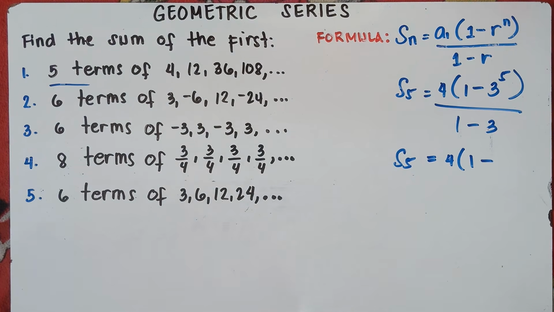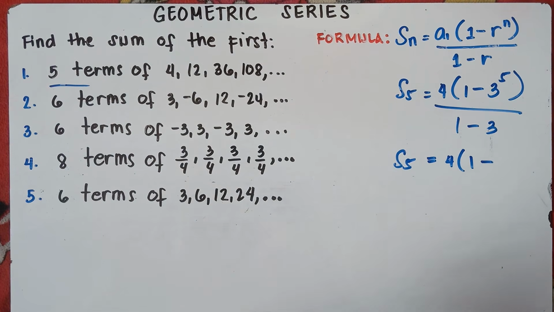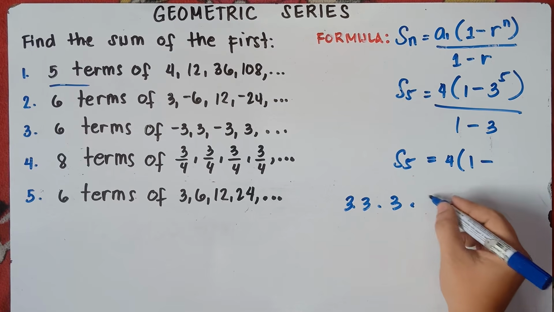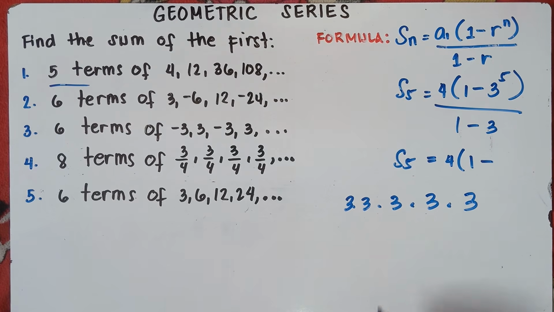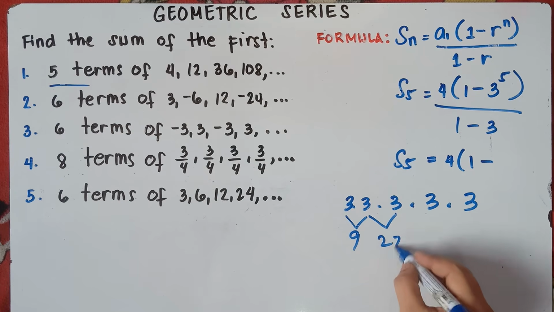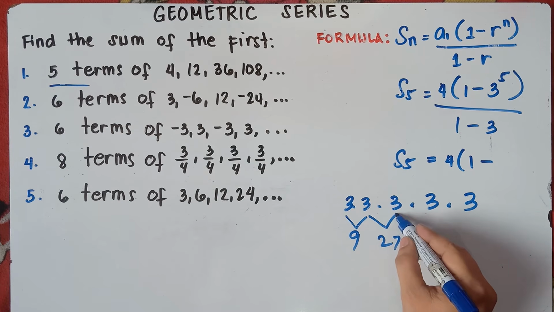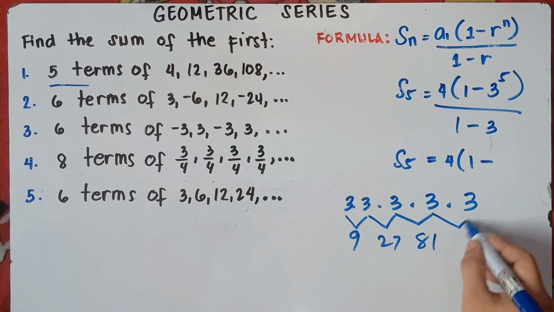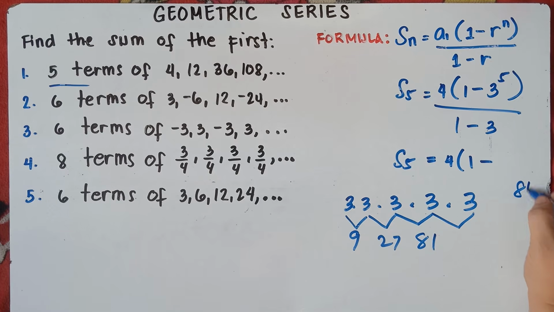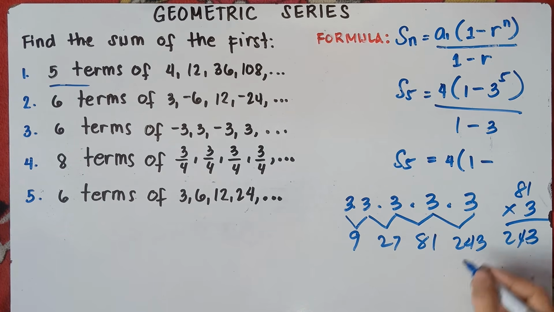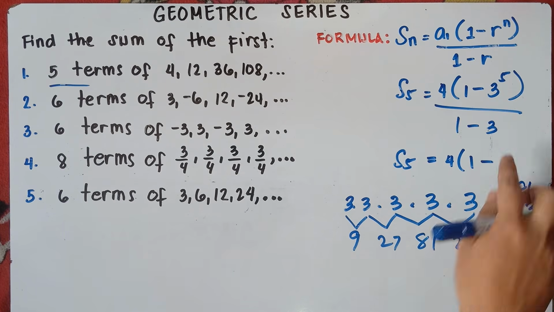It means that you multiply 3 by itself 5 times. So there would be 3 times 3 times 3 times 3 times 3. 3 times 3 is 9. 9 times 3 is 27. 27 times 3, that would be 81. 81 times 3: 3 times 1 is 3, 3 times 8 is 24, so 243.